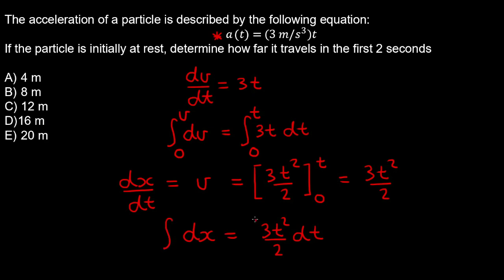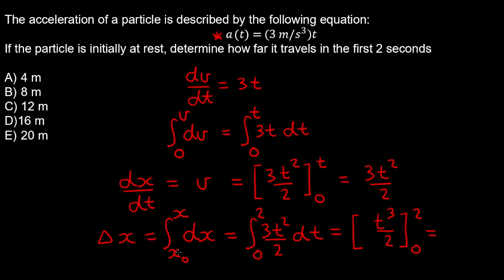and integrating both sides, we integrate from x0 being some initial position to x, and time 0 to a time of 2 seconds. So what we get is 3t cubed on 6, or t cubed on 2, evaluated from 0 to 2. So therefore, we end up with a displacement on the left hand side being x minus x0 is equal to 2 cubed on 2, which is 4 meters. So the correct answer is A.